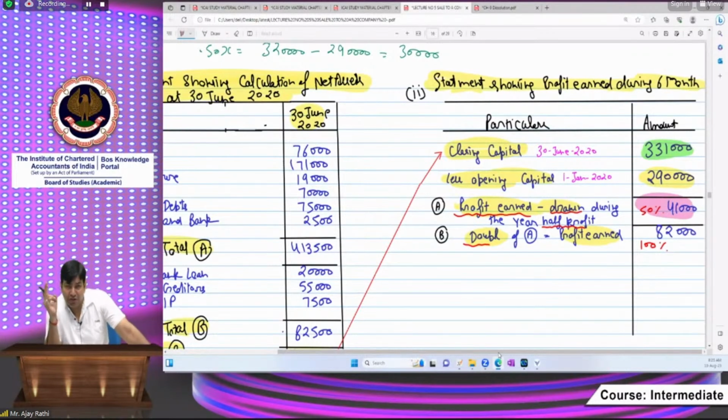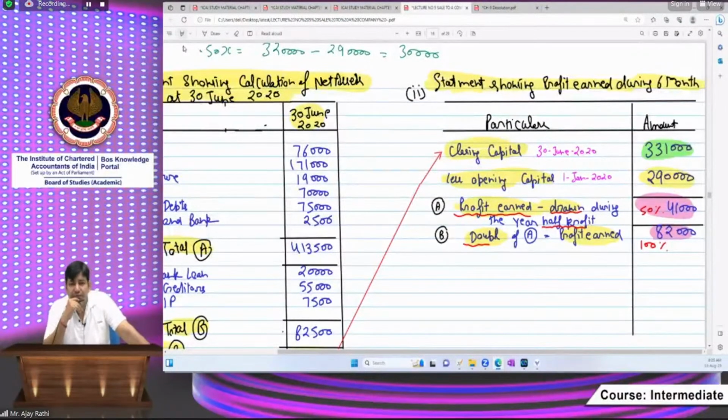The question has also given us the requirement that half of the profit has been withdrawn. It means if we double this figure, then we shall find the profit earned during these 6 months. How easy it is? So if we double, that is 82,000. So easy it is. Sir, can we know the individual balance? Yes.